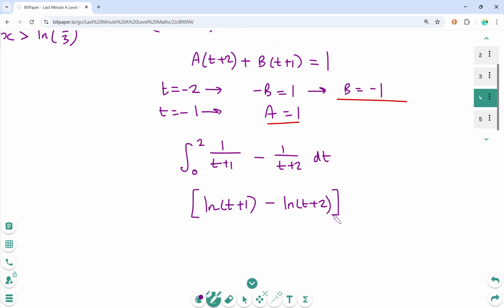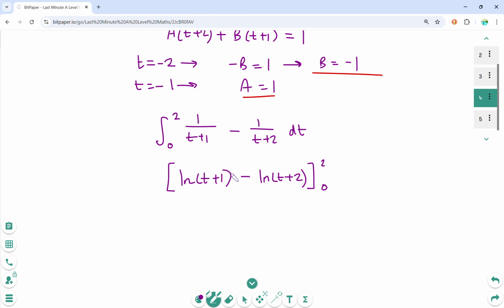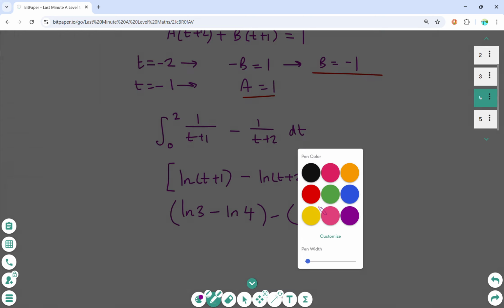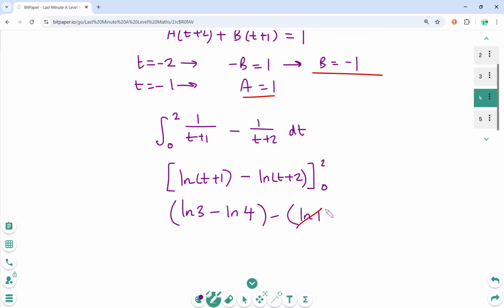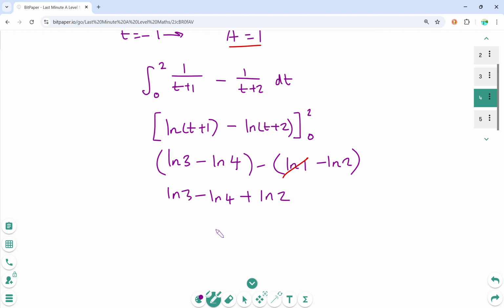Now we've done our integration. We're on easy street now. We just need to sub in the limits. Ln of 2 plus 1 is 3. Ln of 2 plus 2 is 4. Take away your lower limit. Ln of 1, that's 0. I'll just cross that out here. Ln of 0 plus 2 is ln of 2. Expand. So much expanding and simplifying in A-level maths.